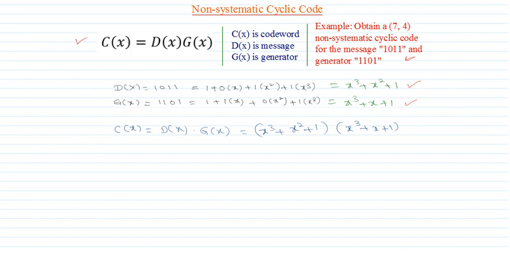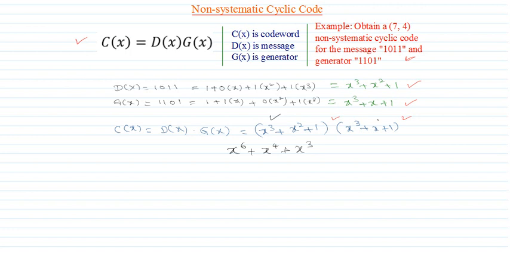So here I have the d of x polynomial, here I have the g of x polynomial. Let us multiply this. So when I do the multiplication here, first I'll multiply this with the entire equation. I'll get x to the power 3 into x to the power 3, that is x to the power 6, plus x to the power 3 into x, that will give me x to the power 4, plus this x cube into 1, that is x cube.